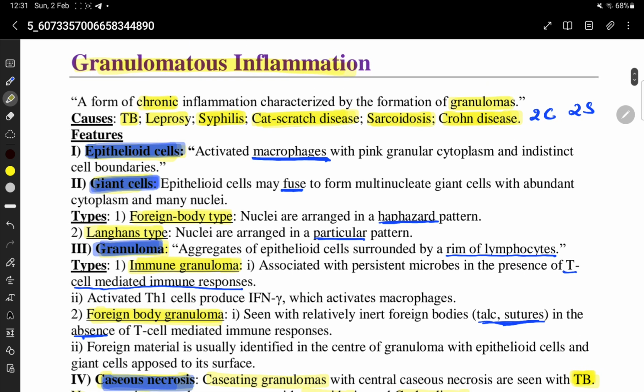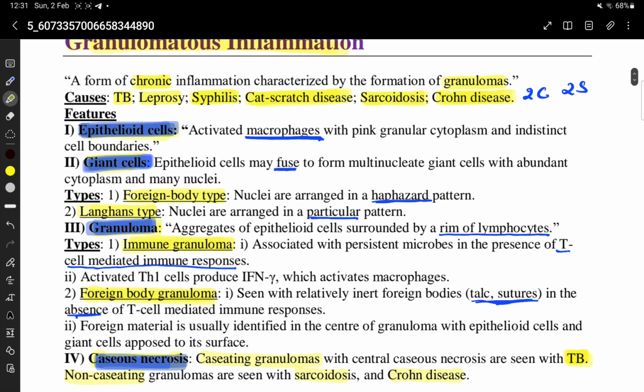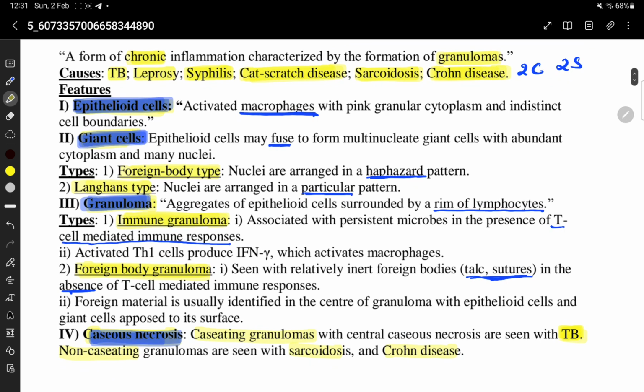So granulomatous inflammation is a form of chronic inflammation characterized by the formation of granulomas. Causes: TB, leprosy, sarcoidosis, syphilis, cat scratch disease, and Crohn's disease. Features: epithelioid cells, giant cells of two types, foreign body type and Langerhans type.